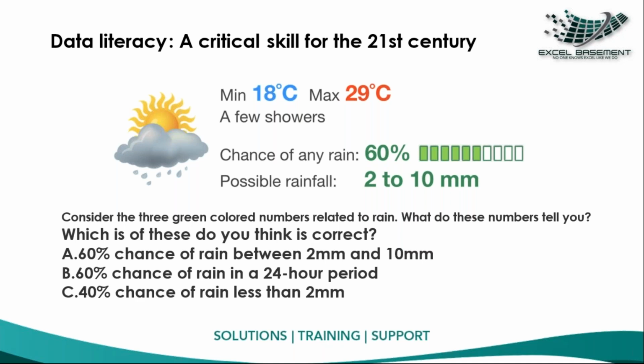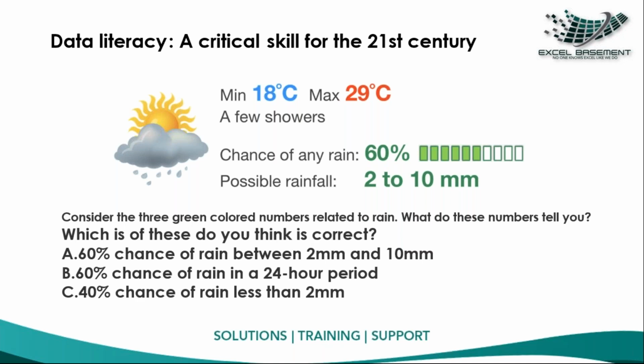The first one is A, 60% chance of rain between 2 millimeter and 10 millimeter. B, 60% chance of rain in a 24-hour period. And number C, 40% chance of rain less than 20 millimeters. So by seeing this data, by seeing this visualization, are you able to apply data literacy?